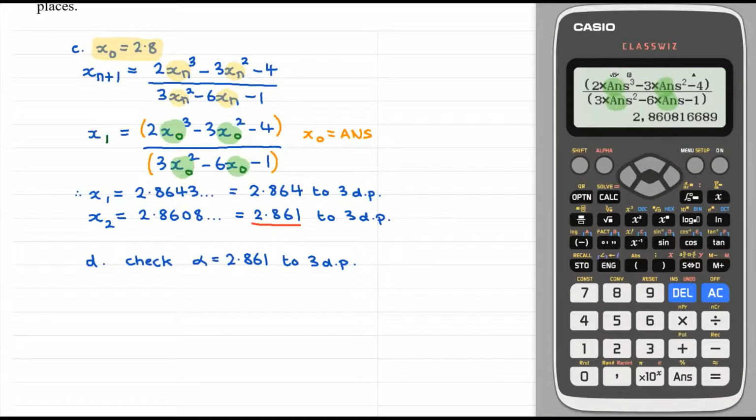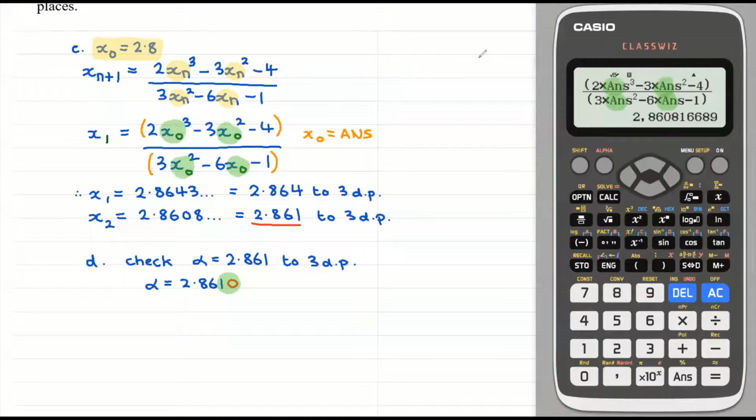Now, to do that, of course, we can write alpha is equal to 2.861. I'm just going to add 1 extra decimal place as I do. And then if we focus on those last 2 digits, this looks like 10, doesn't it? So I can create an upper bound and a lower bound for alpha.